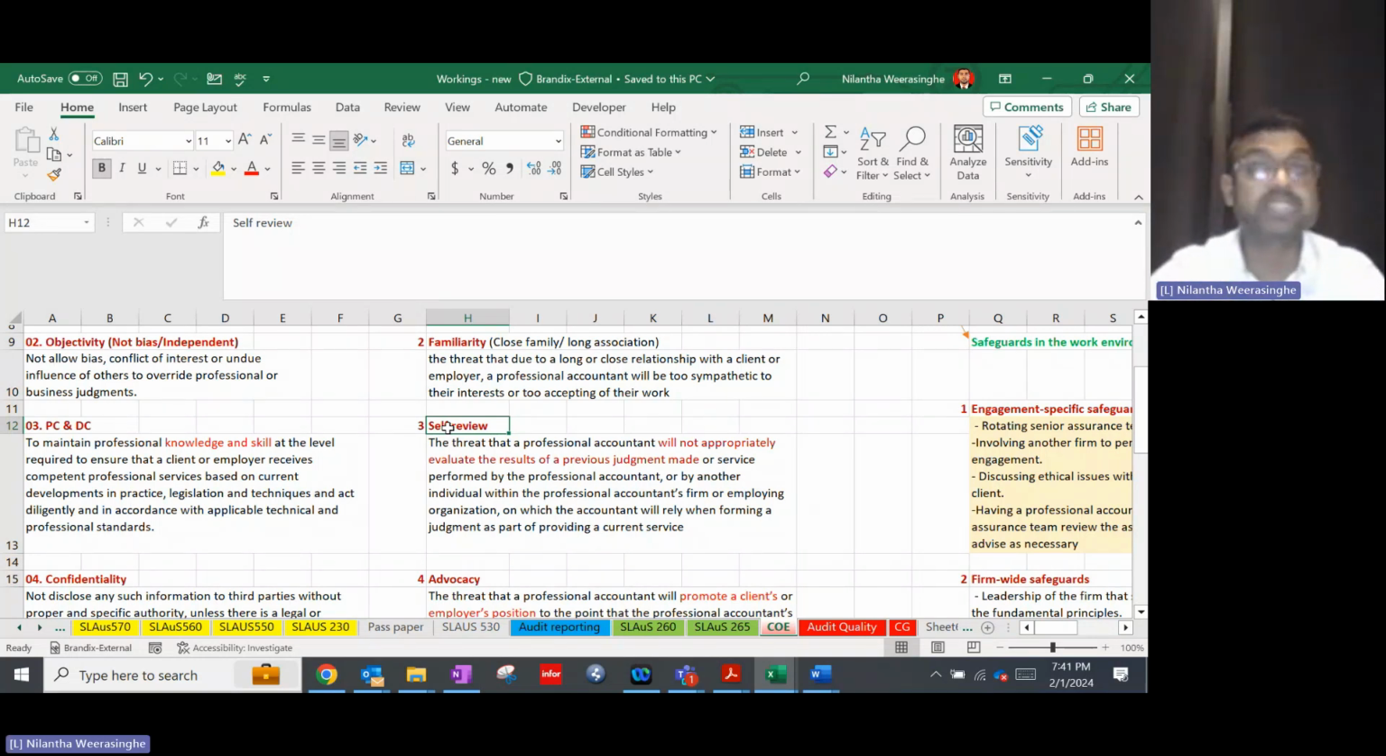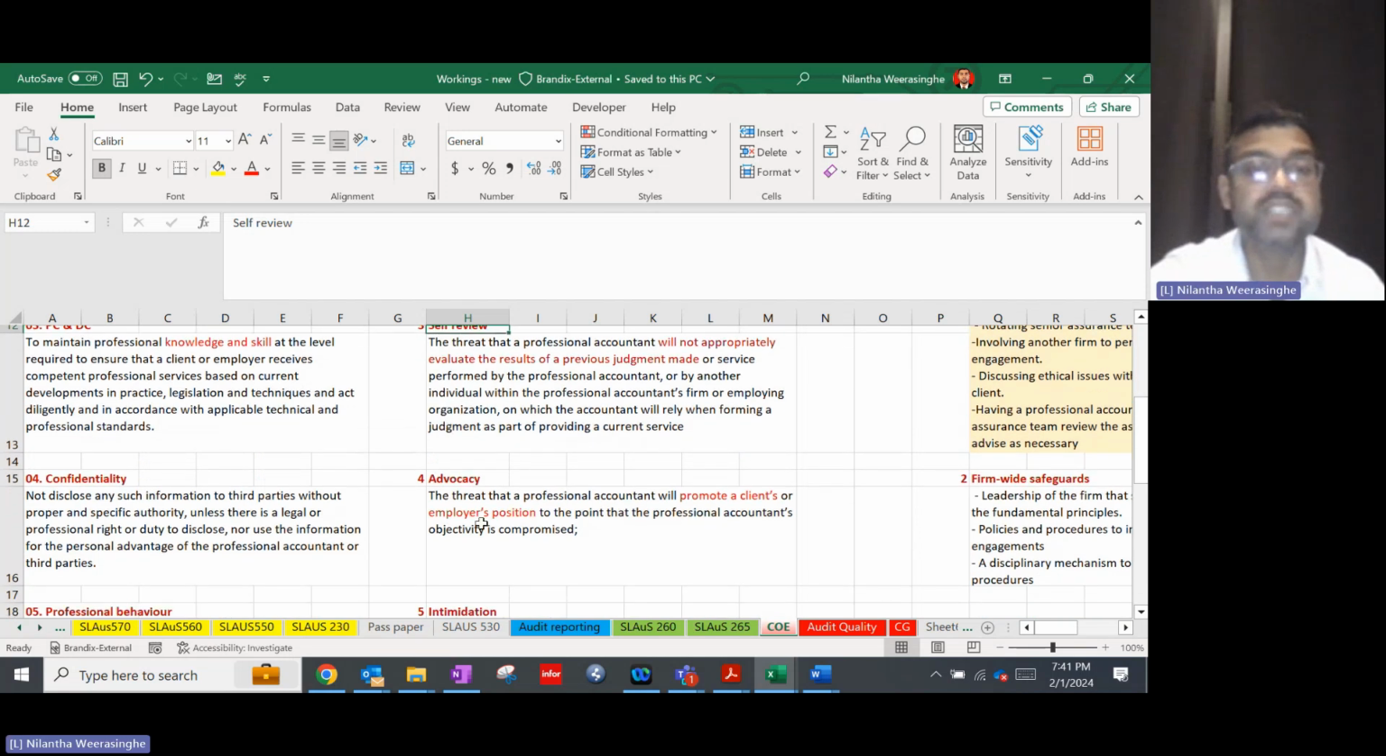Another example, let's say a tax return. The auditor can support the preparation of the tax computation. So the auditor supports preparing the tax computation. Now you are going to audit the same tax figure, which will create what? Self-review threat. Self-review threat will be created.